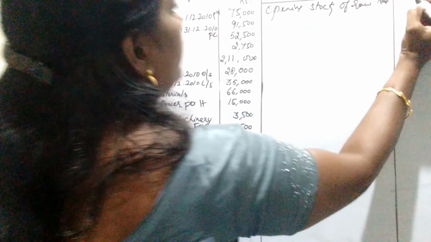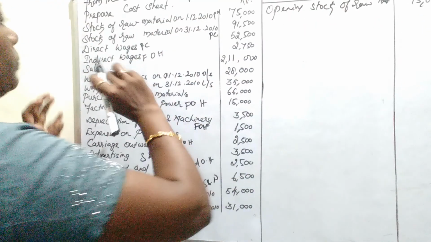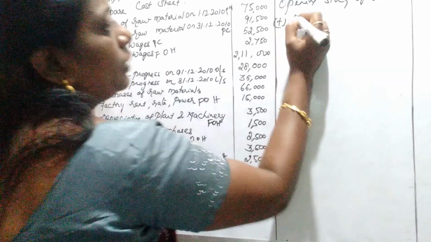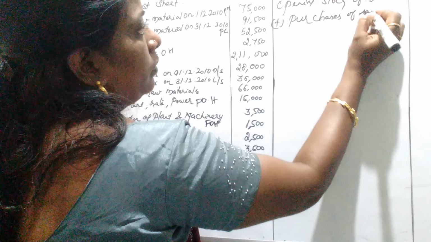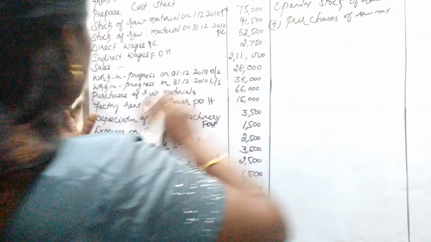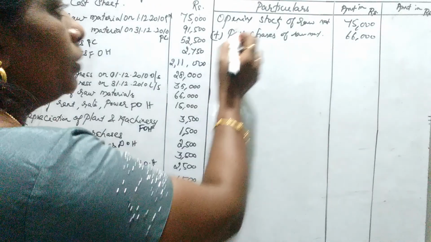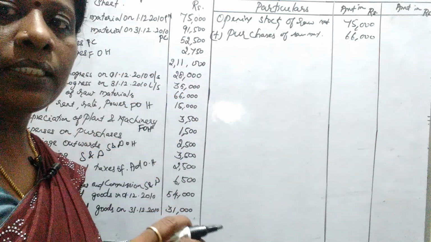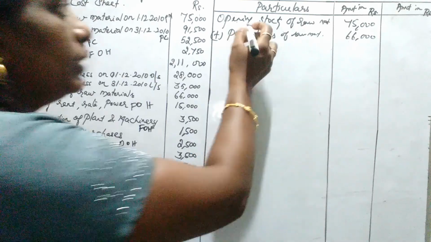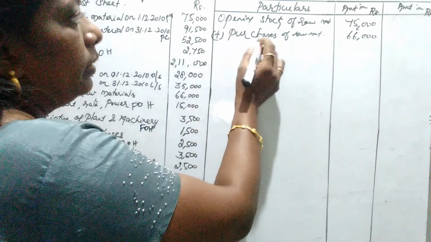That is 75,000. Then we have to add the purchases of raw material. Purchases of raw material is here, that is 66,000. The opening stock of raw material is the closing stock of the previous year, taken to this year as opening stock. Okay. Then we are adding the purchases of raw material.